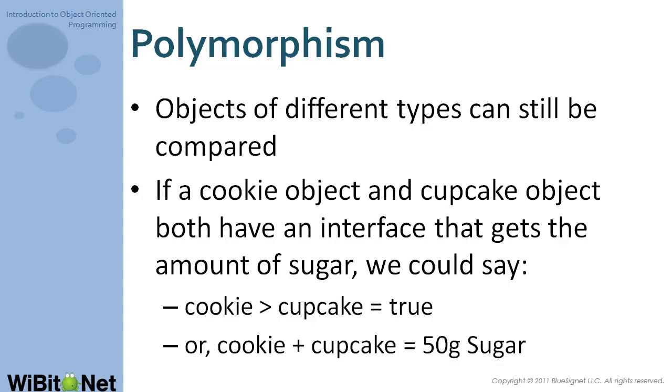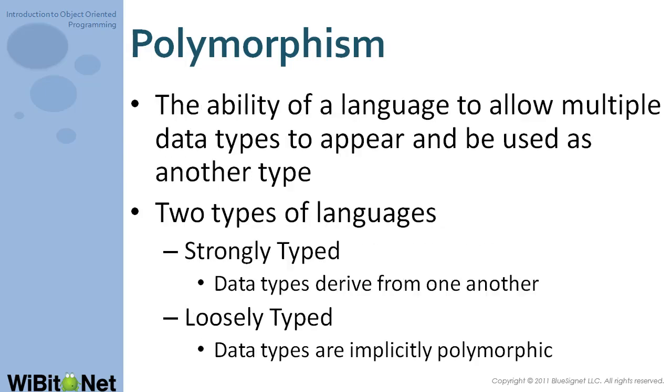So polymorphism is basically when objects of different types can be compared as similar objects. So let's say we have a cookie object and a cupcake object. We want to compare these two things. They'll both have to have an interface that gets the amount of sugar, let's say. So in this case, we could say, is a cookie greater than a cupcake? And because a cookie has more sugar than a cupcake, it's true. So we're just setting a property on the different types of objects to expose sugar as an integer value or as a float value that we can do comparison operations on. Similarly, we can say cookie plus cupcake equals 50 grams of sugar. That looks oddly similar, Brian, to that operator overloading stuff we talked about.